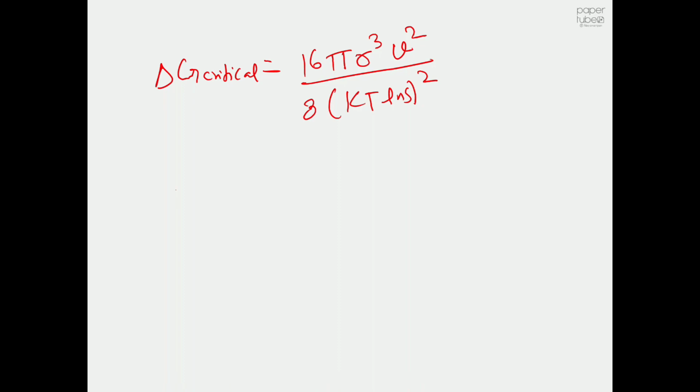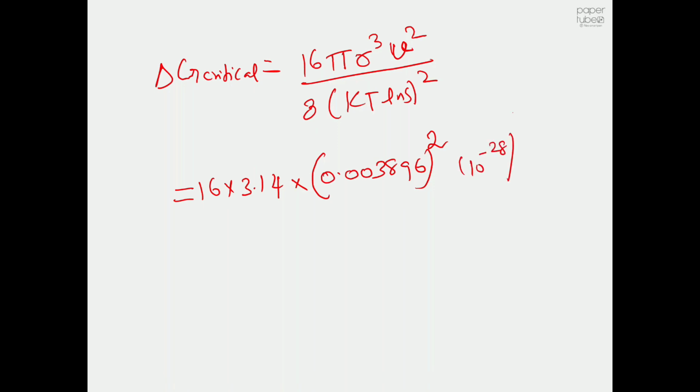So it will be equal to 16 multiplied by 3.14. The sigma value we just calculated, 0.003896. Pay attention to the units. This should be joules per meter square. Then your molecular volume should be in meter cube, so that's 10 to the power of minus 28, whole square, divided by 3.